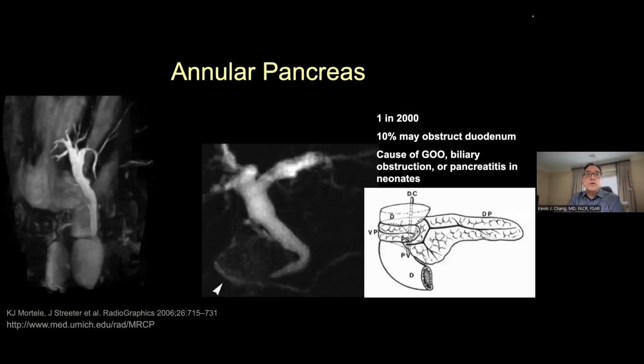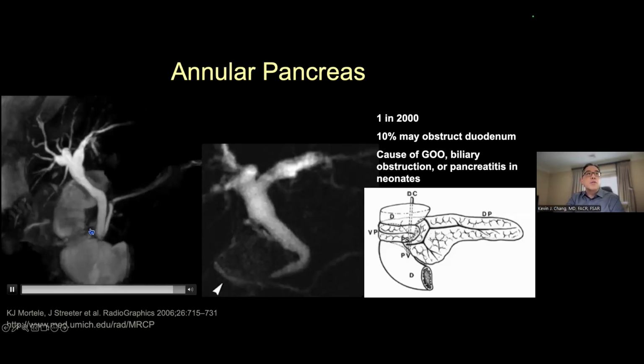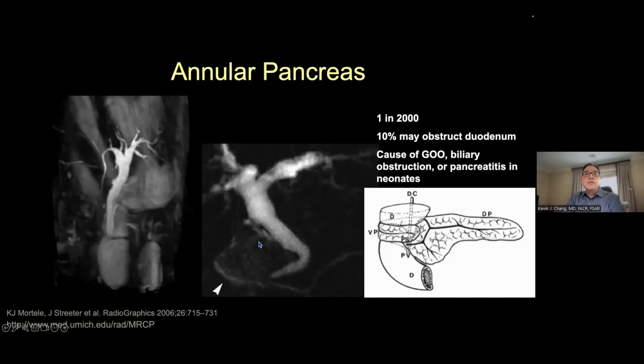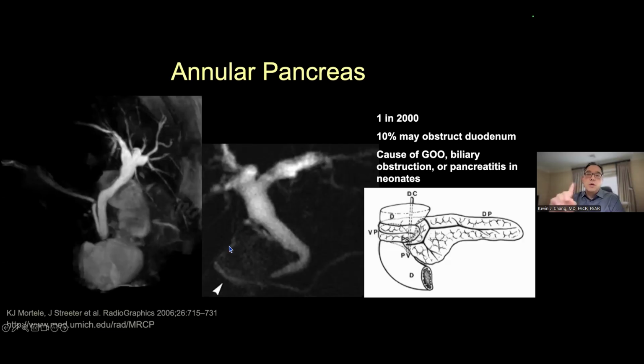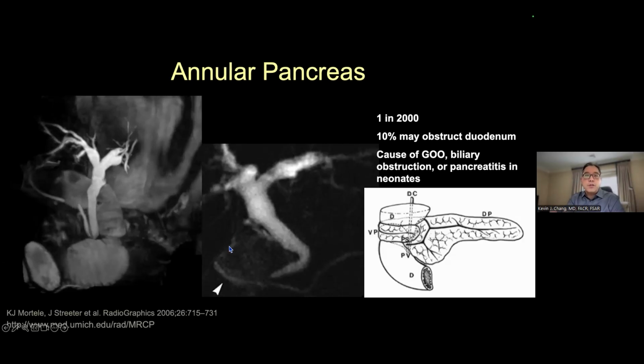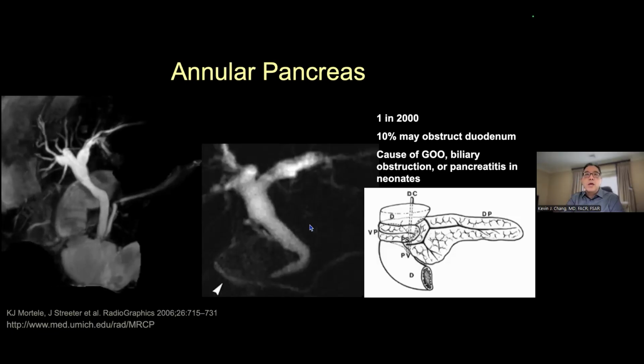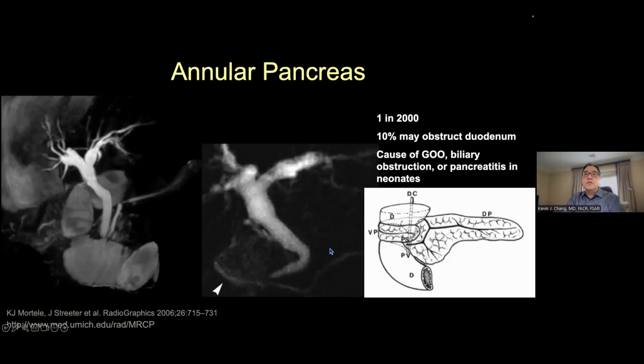In this 3D image here, you can see that there's narrowing of the lumen of the duodenum, and sometimes you'll see a duct also associated with that annular parenchymal remnant of the pancreas. And sometimes you'll see that pancreatic duct, a portion of the pancreatic duct, encasing the duodenum as well.